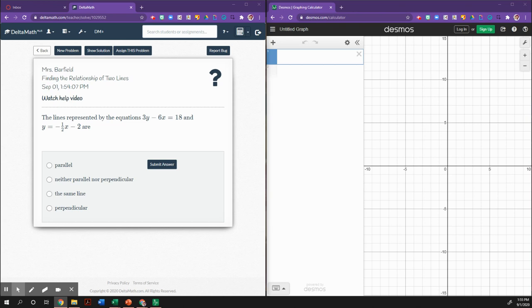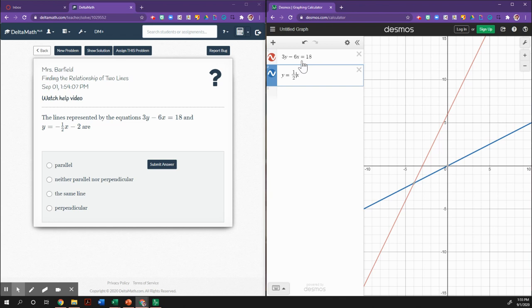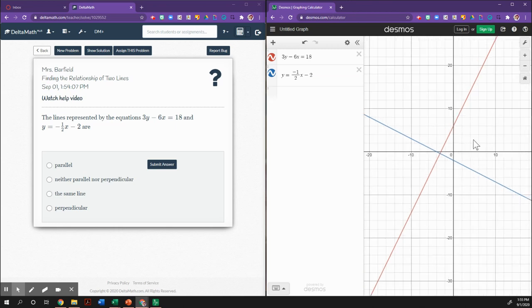Now, we have not done a lot of work utilizing Desmos so far, so this is a great opportunity for us to look at how to use Desmos to help us solve problems. I'm going to type in both of my equations just like they are into Desmos. So 3y minus 6x equals 18. Then I'm going to type in y equals negative 1/2 x minus 2. And there's my equation.